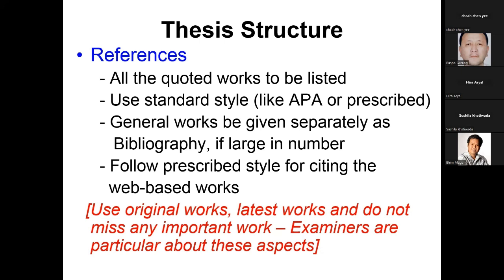Journal works can be given separately as a bibliography if they are large in number. Then follow the prescribed style for citing web-based works. Here, use original works, then the latest works, and do not miss any important works. Examiners are particular about the thesis aspect.